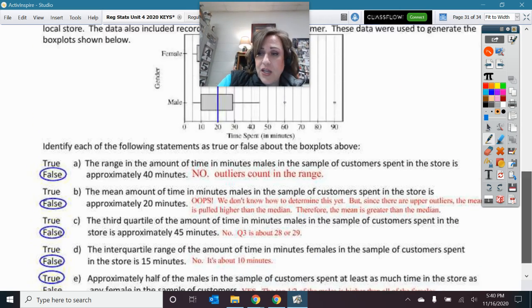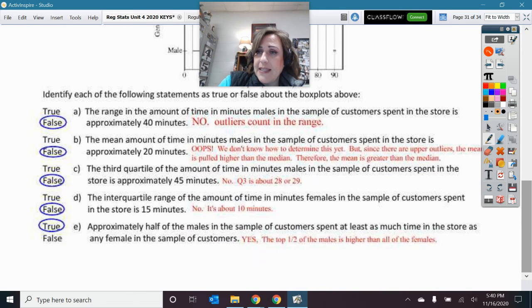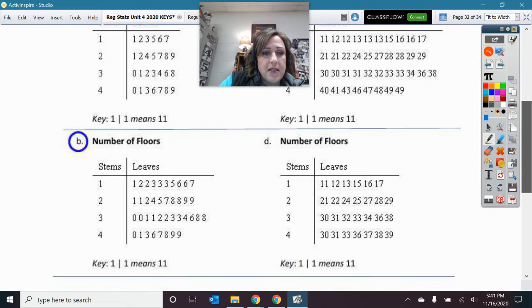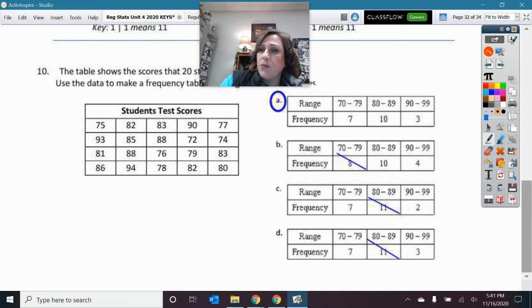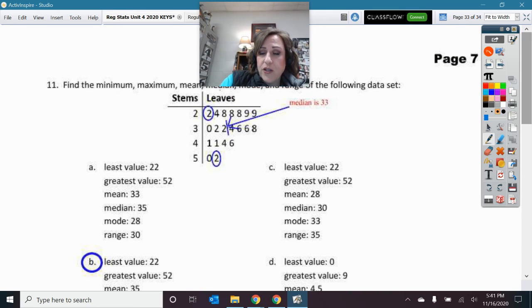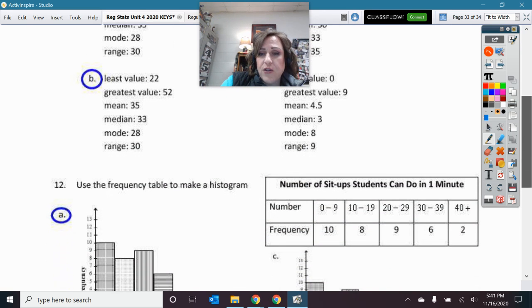All right, and here are our upper ones. All of them false except for E was true. All right, I think that's it. Now then we just got some multiple choice ones. So number 9, B is the correct representation. Number 10, A is the correct representation. And number 11, I can find where those Q1s and medians and stuff are. That's interesting. B is the answer there.